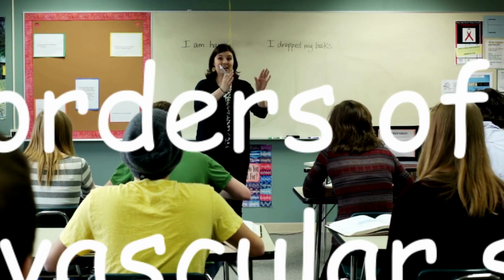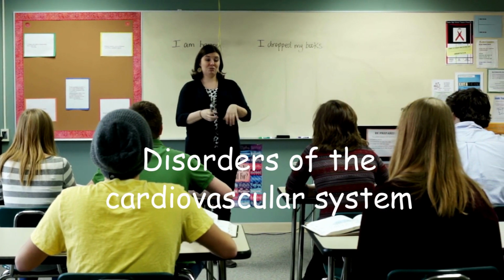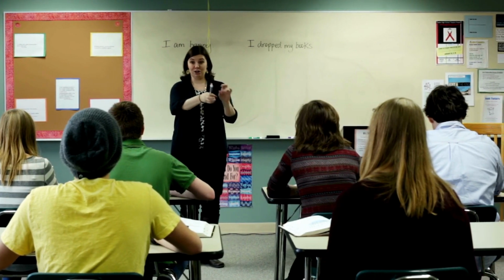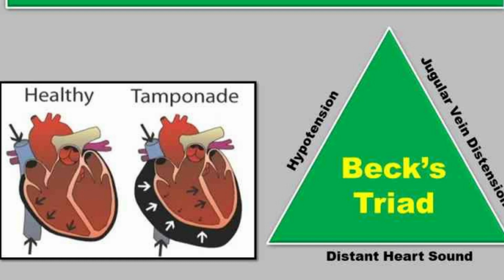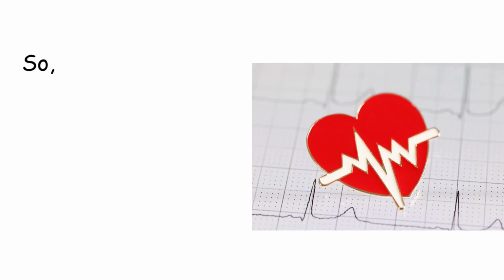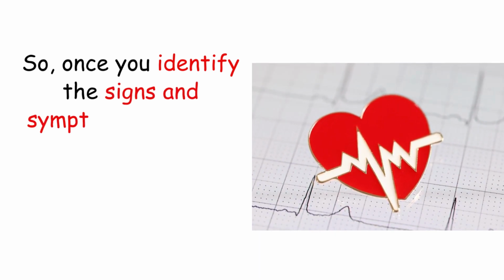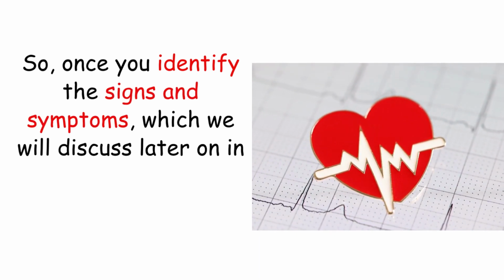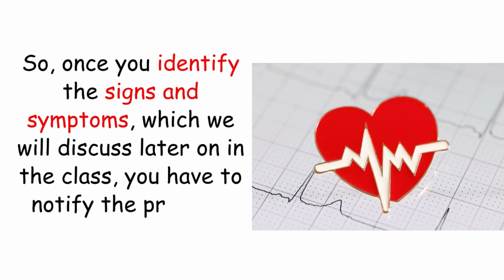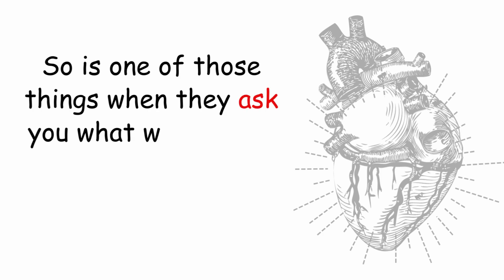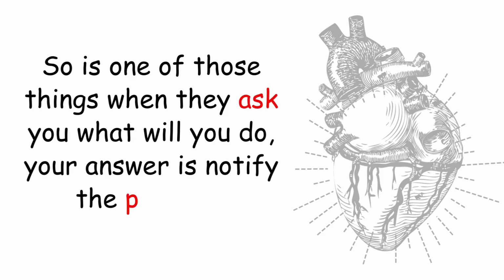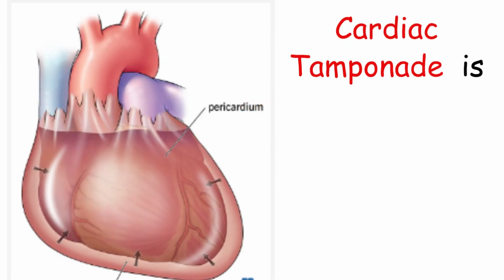Today we will look at the disorders of the cardiovascular system, and we'll start with cardiac tamponade. Another name for cardiac tamponade is Beck's triad. Beck's triad or cardiac tamponade is a medical emergency. So once you identify the signs and symptoms, which we will discuss later on in the class, you have to notify the provider immediately. So it's one of those things when they ask you, what will you do? Your answer is notify the provider immediately.